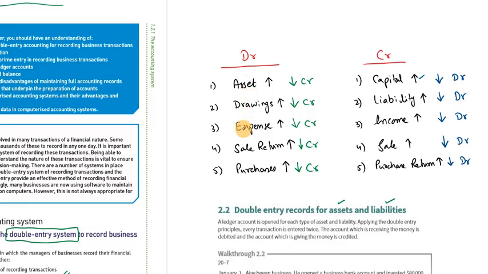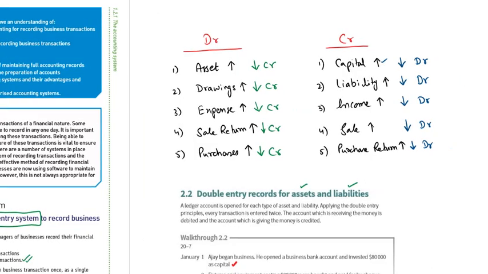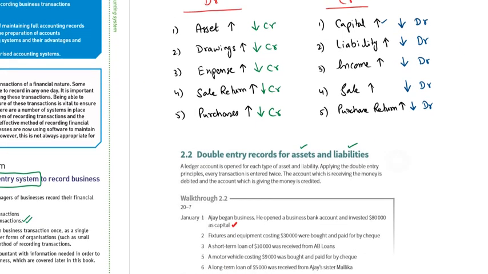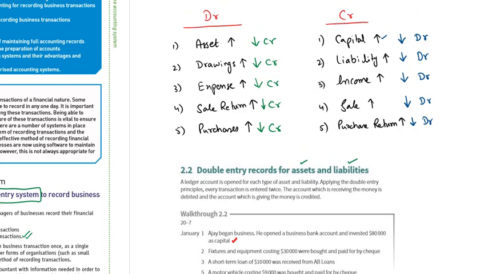So asset, drawing, expense, sale return, and purchase have debit nature. Capital, liability, income, sale, and purchase return have credit nature. So in this scenario, we will record double entry as per this rule. This is a very important rule to know how to record double entry. This is the basis of double entry recording.